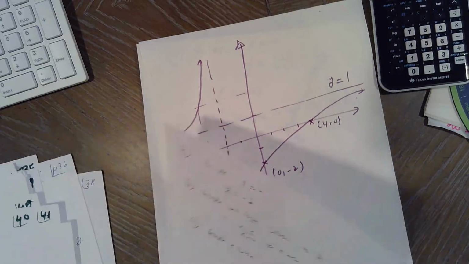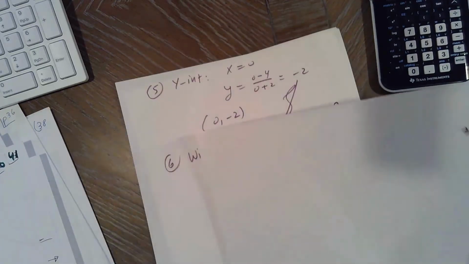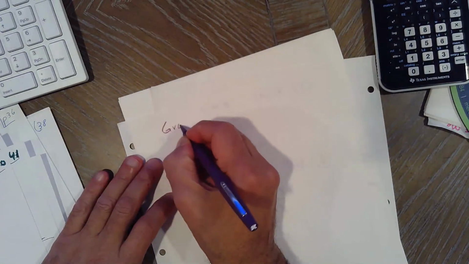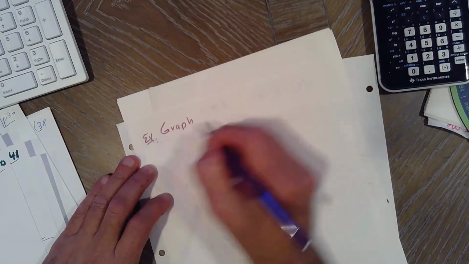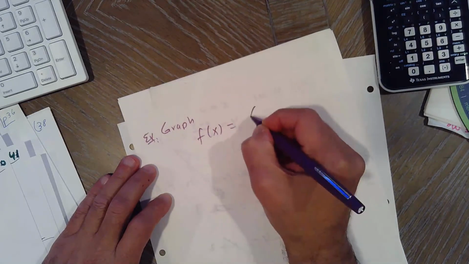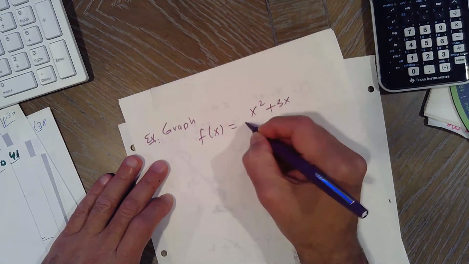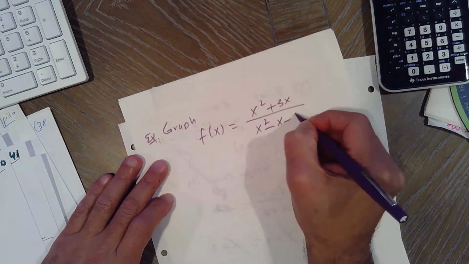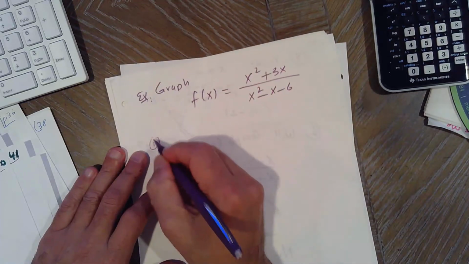Here's another one before we do the slant asymptote. So how do we graph f of x equals x squared plus 3x over x squared minus x minus 6, starting with the domain?